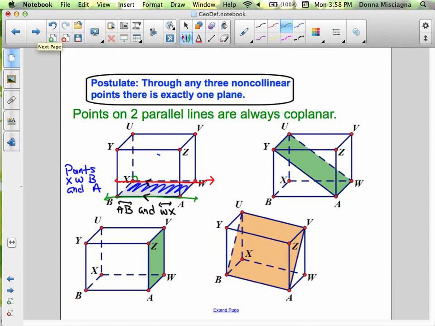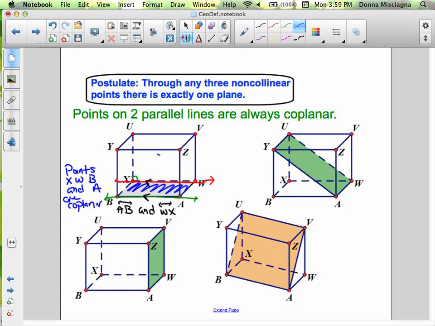And again, if you have any trouble picturing this, I have 3-dimensional models, and I can show you with a 3-dimensional model. All right, so all of these would be right angles, right? It's a rectangle. They're all rectangles, so they're all going to meet at right angles. So points X, W, B, and A are coplanar.